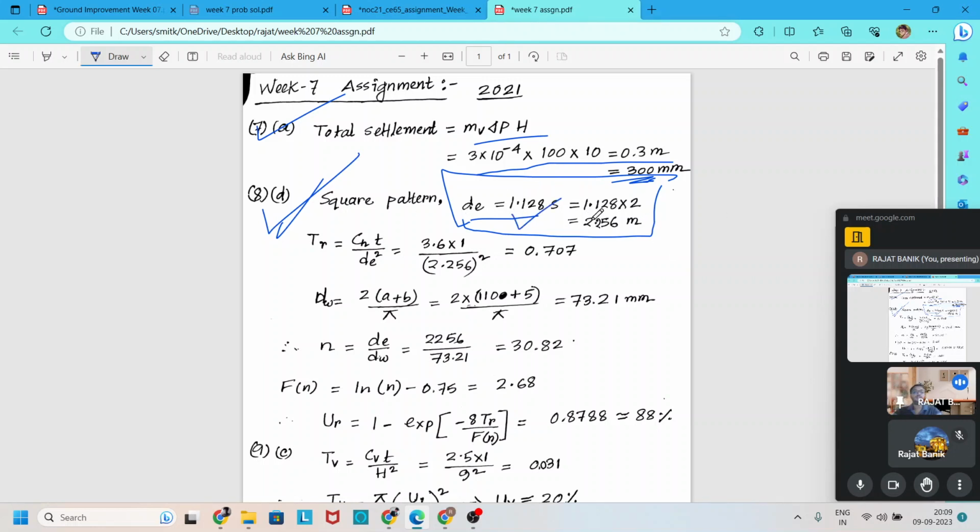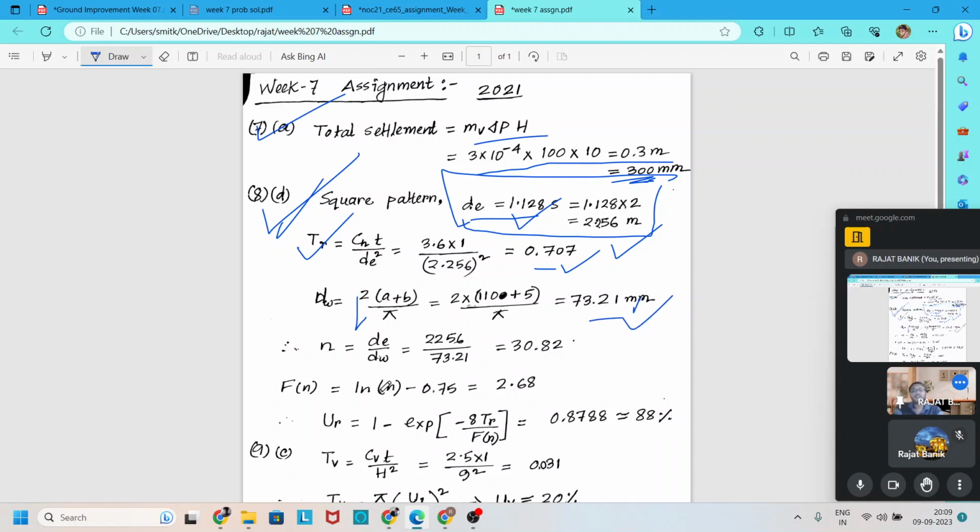So this formula is used, that is 1.128 into S, where S is the spacing. First we find out the diameter of the influence area. Then we find out the time factor for the radial flow, which comes to 0.707. Now we convert this PVD dimension into an equivalent circular drain, and we find it by this formula.